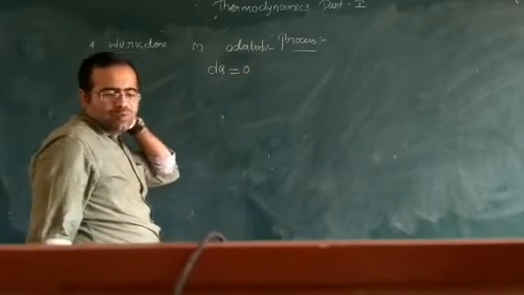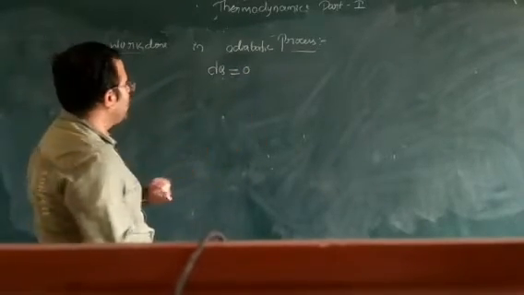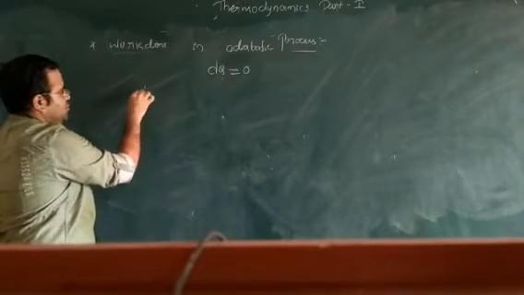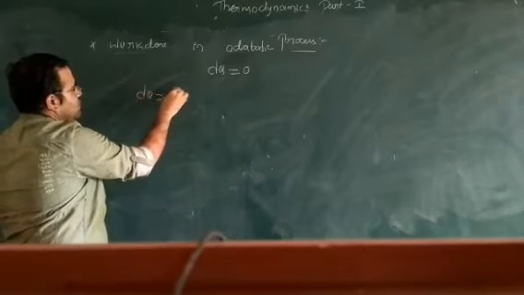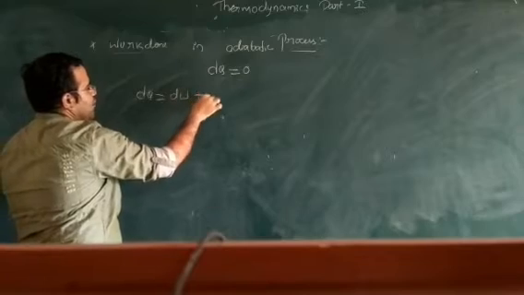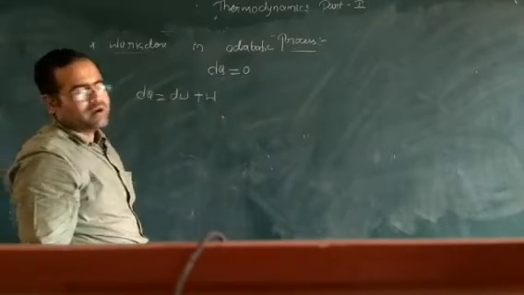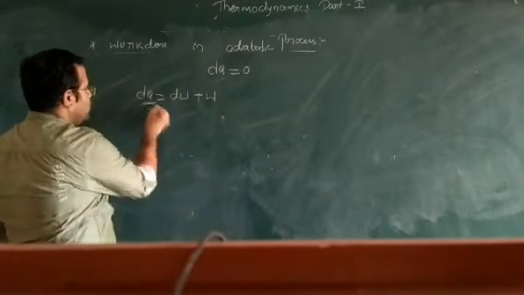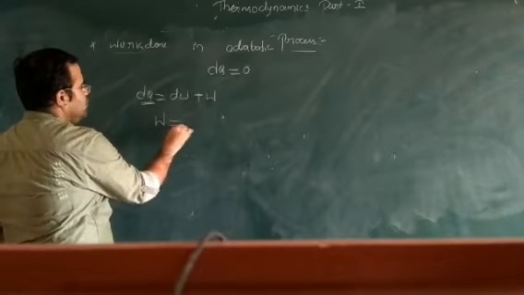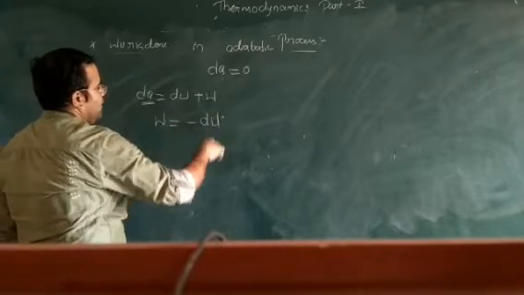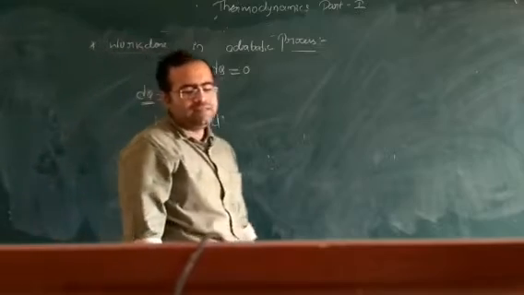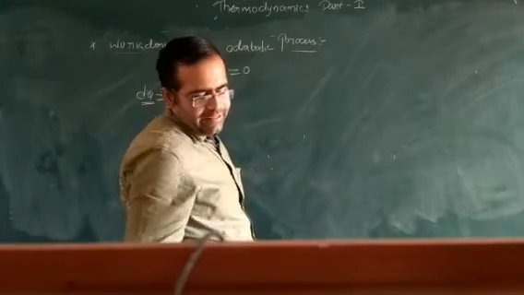So dq value should be what here? 0. So if dq value is 0, again we have the equation dq is equal to du plus w, the amount of work done. Now w is equal to minus du value.